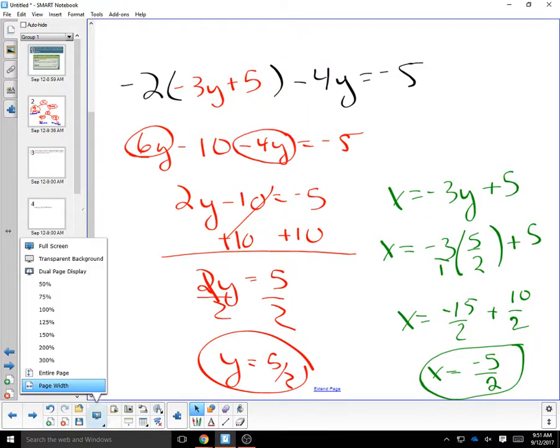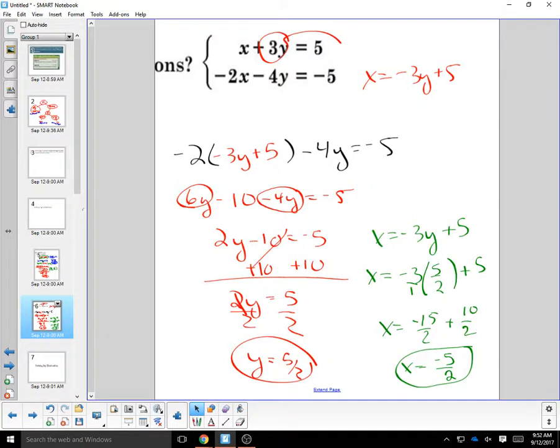Questions on that? Here's the whole screen. What's up? This 5 has a denominator of 1, right? I want it to be 2, which means I doubled it, so I got to double the top.